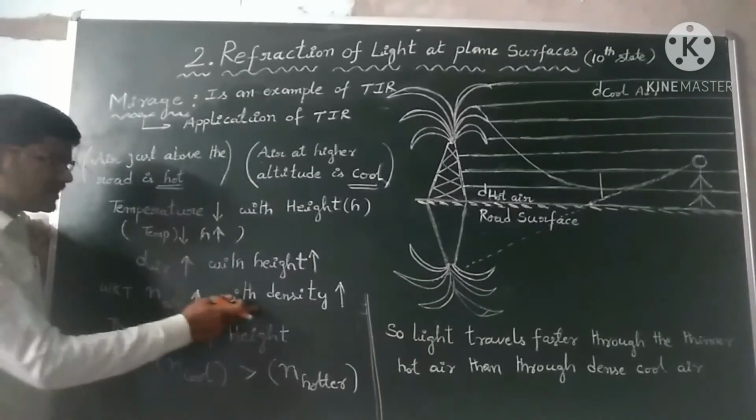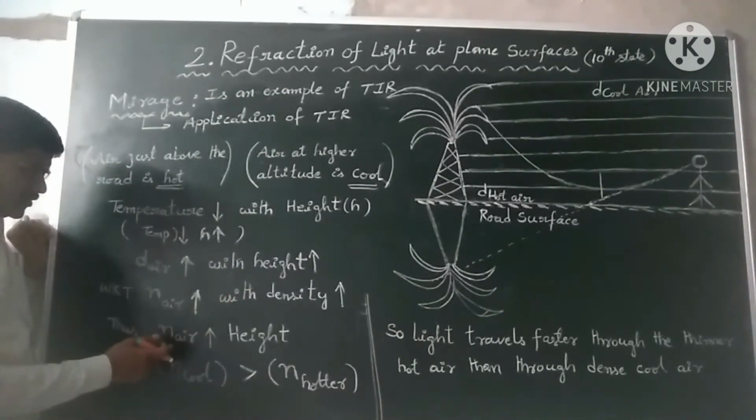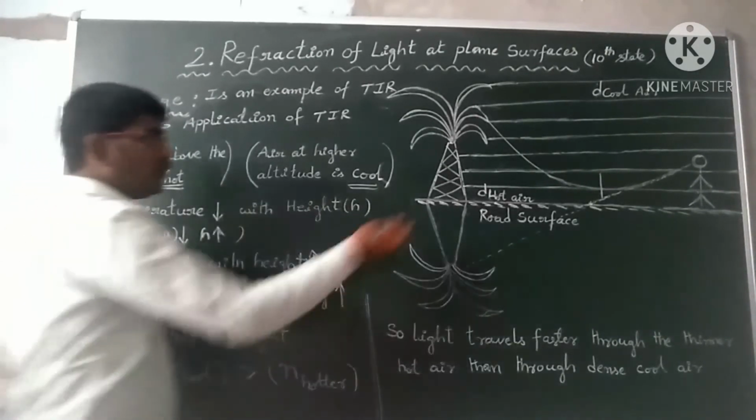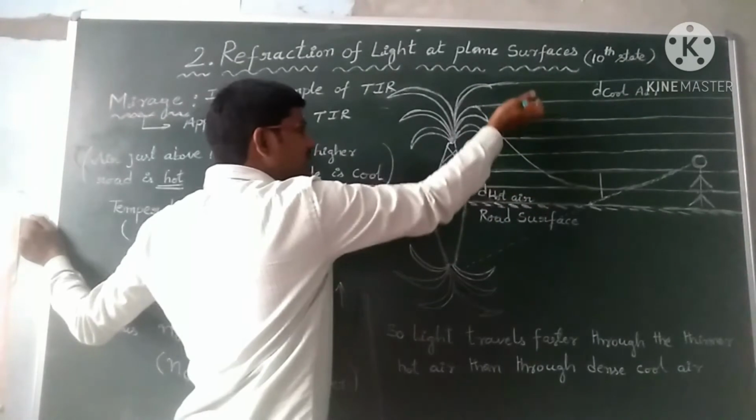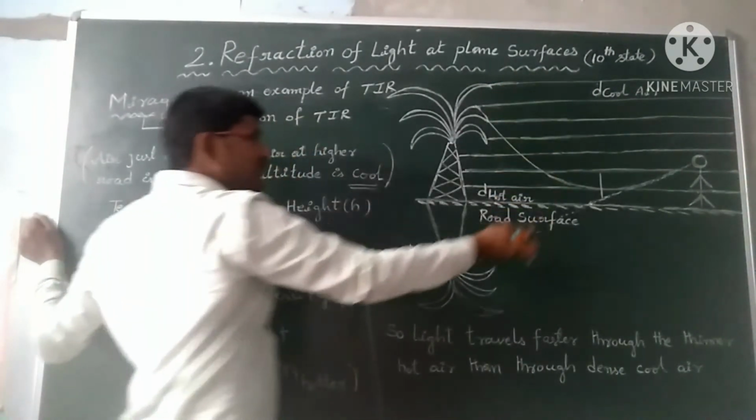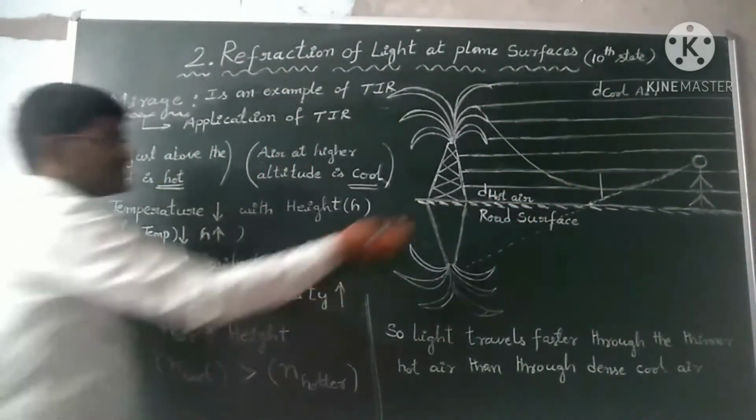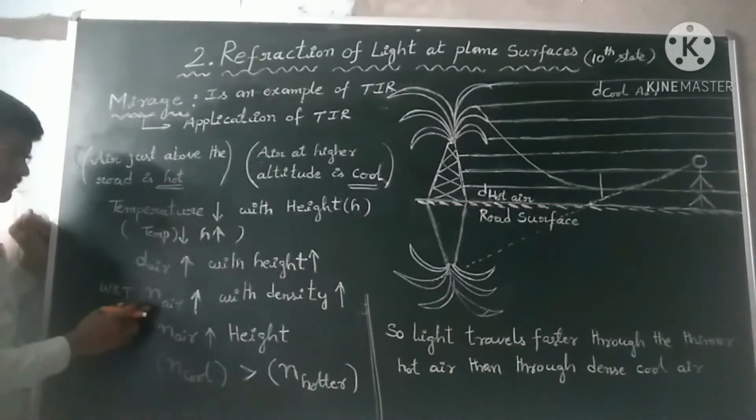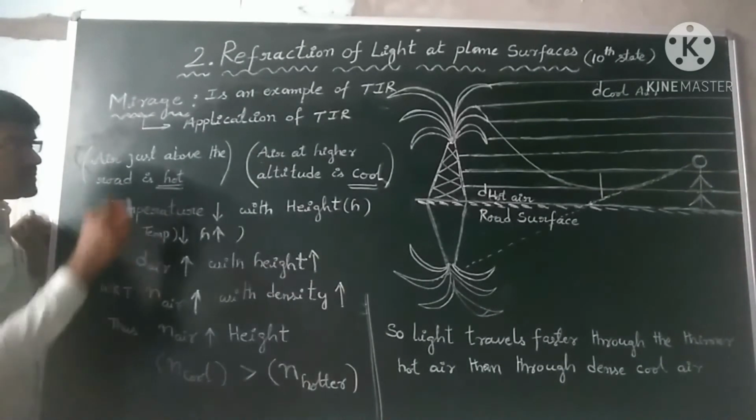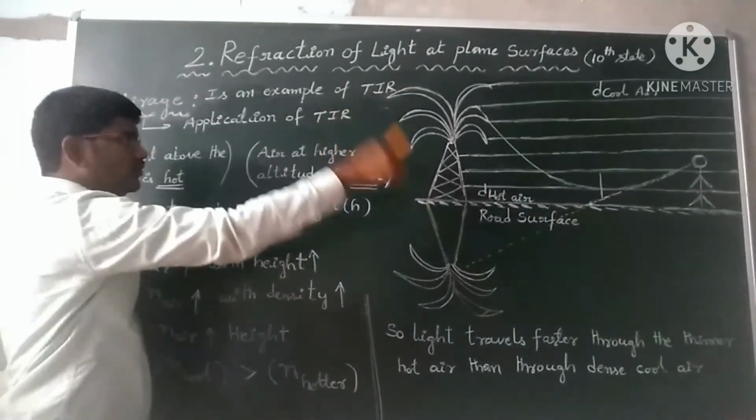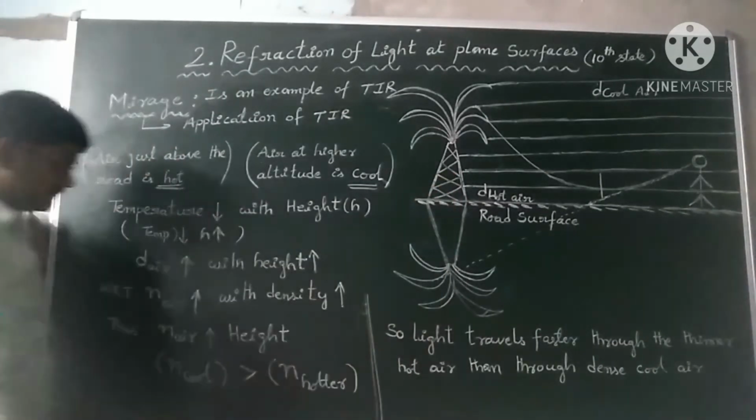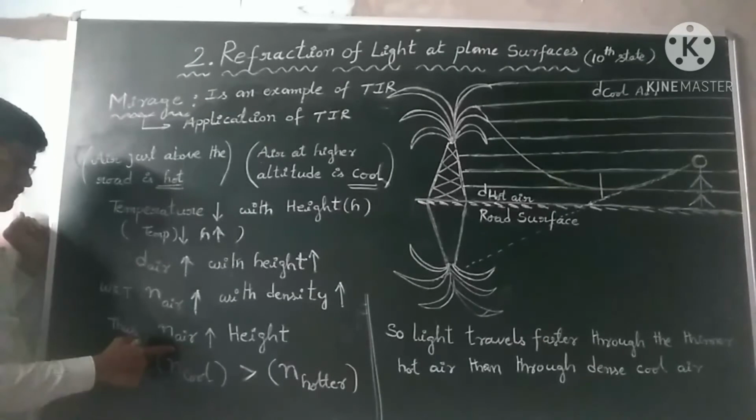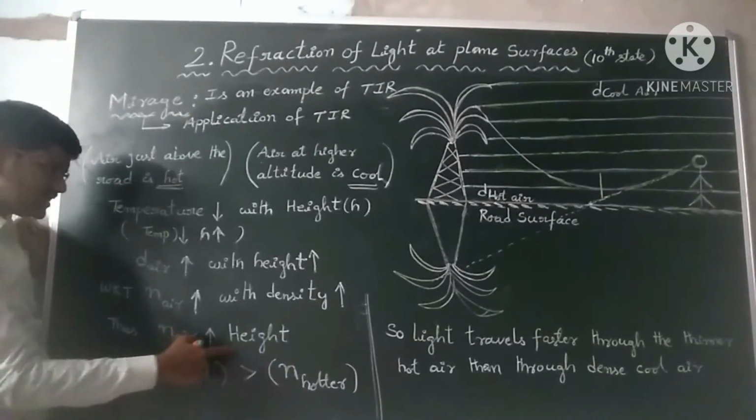Refractive index of the air increases with density. So refractive index of the air increases with height also, because, as we have written, as height increases, temperature decreases. Temperature decreases means density of the air increases. Density of the cool air is more than the density of the hot air. Refractive index increases with density. That's why refractive index of the air increases with height.